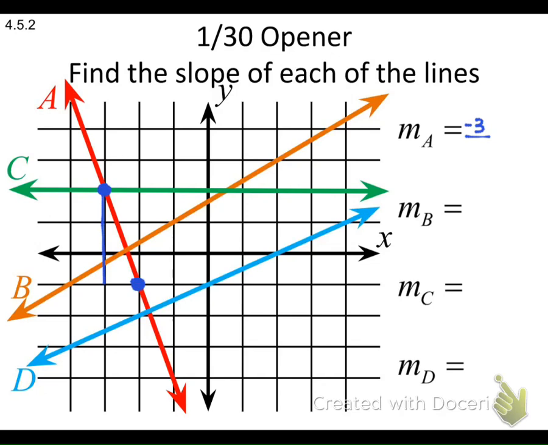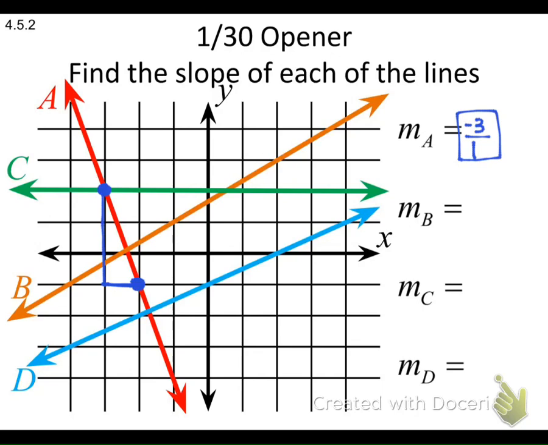And now I need to find my run. How many spots over do I count to get my run? 1. So my slope of line A is -3 over 1. We're going to leave that 1 on there. Usually I tell you guys, don't put the 1 on there, because we want it in simplest form. For the sake of slope, because you want rise over run, you're going to keep that 1 there to show what your run is.